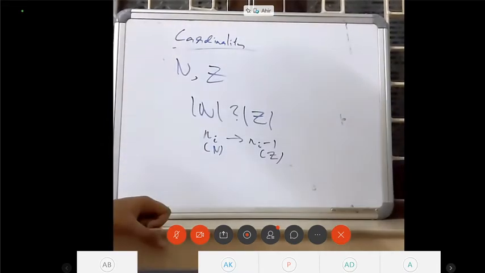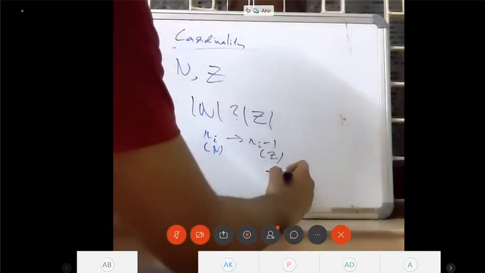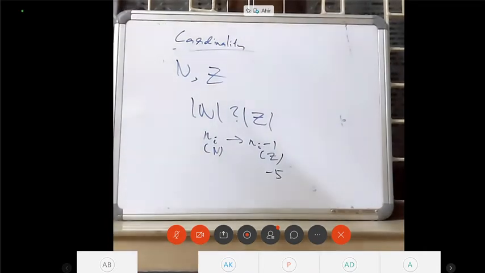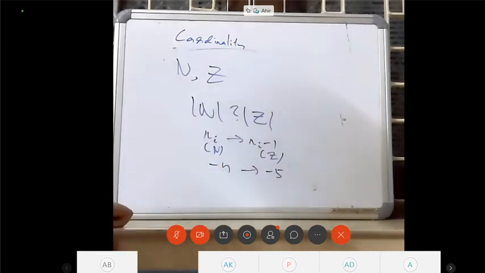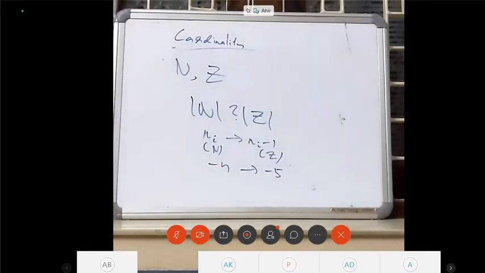Now consider minus 5 in the set Z. Does it have a pre-image in N? If you have minus 5 over here, it's getting mapped from minus 4, right? But minus 4 is not a natural number. Sorry, I made a mistake. I thought Z was whole numbers. Yes, so that's how you can establish a bijection from W to N. So whole numbers to natural numbers, minus 1.